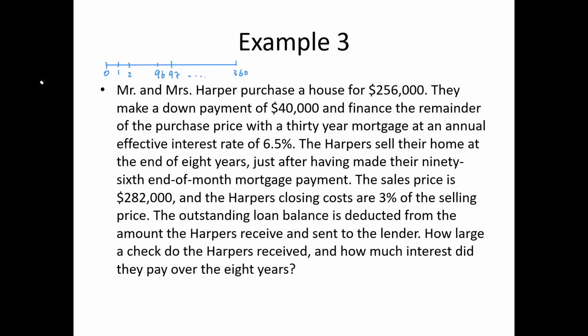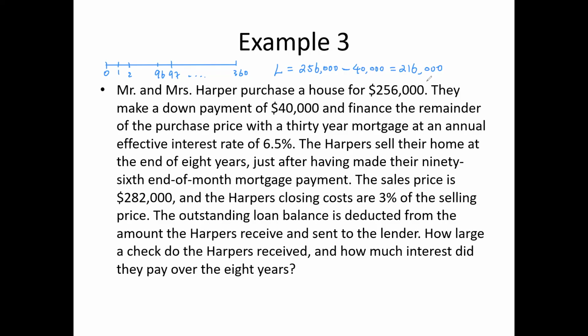Okay, so there are a few things we need to calculate first, which is the loan amount first. Loan equals 256,000. That's the price of the house when they purchased it. And the down payment was paid already, so the loan amount is $216,000. So that's the loan amount.